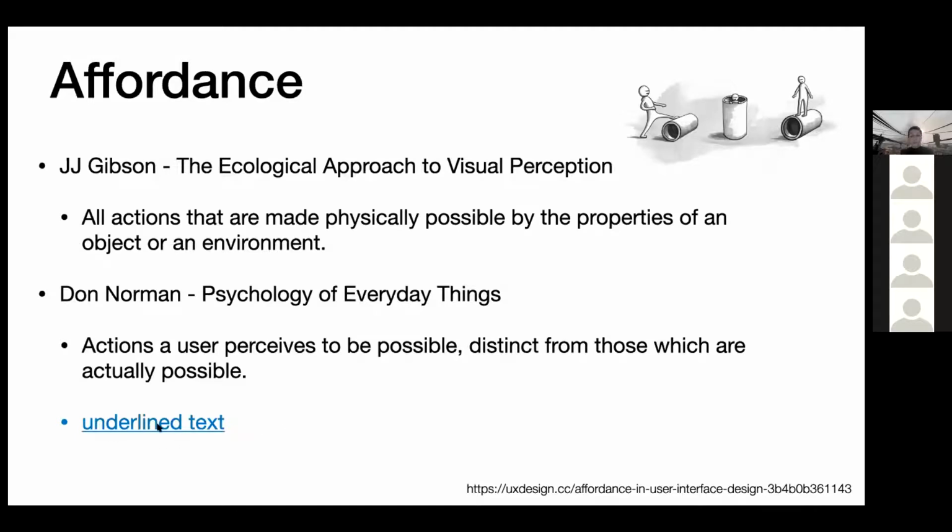Just as an example, look at this piece of text. It's blue, it's underlined. I'm expecting this to be a hyperlink, a URL to go somewhere, but it isn't. It's just a piece of underlined text. So I perceived it to be clickable and go somewhere, but it wasn't.